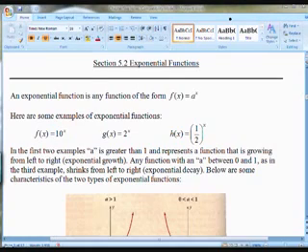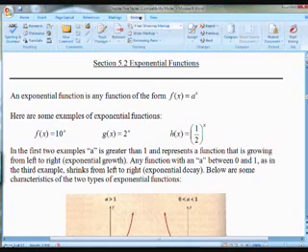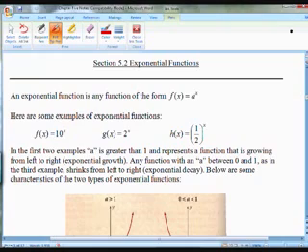Here's the basic form. I guess you could call it the parent function. An exponential function is any function of the form a to the x power. So you've got variables in the exponent. So we are fixing to start talking about logarithms and all that good stuff. Here are some examples of exponential functions. y equals 10 to the x power, y equals 2 to the x power, y equals 1/2 to the x power.